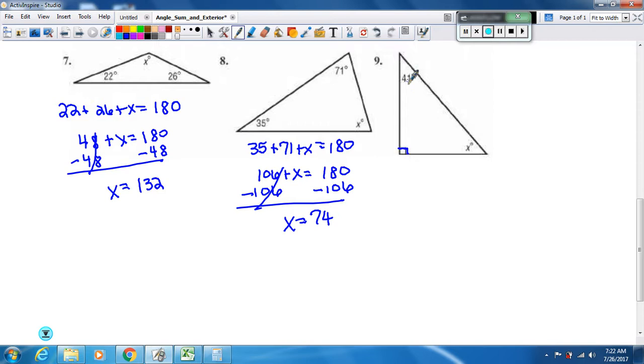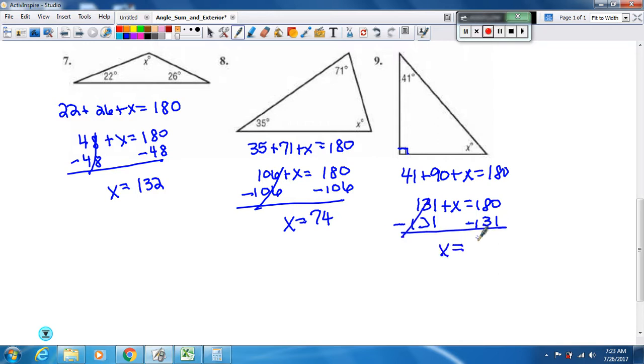And then the last one we have 41, 90. Remember the box is 90. 41, 90, and X. 41 plus 90 is 131. Subtract out 131 from both sides. 180 take away 131 is 49. X equals 49.